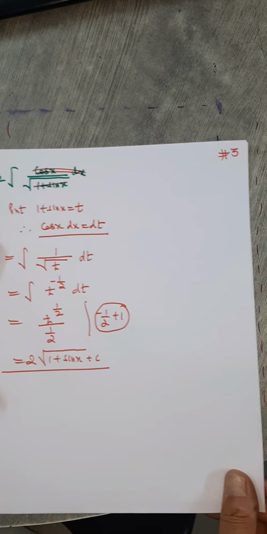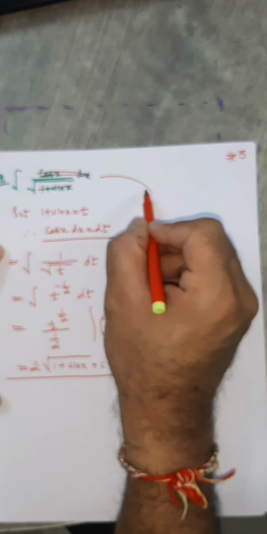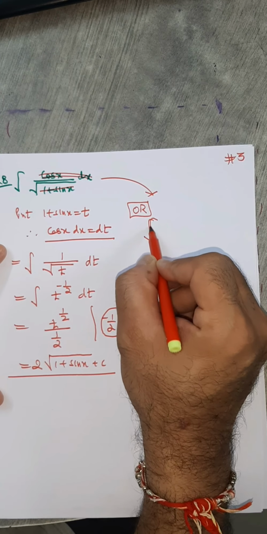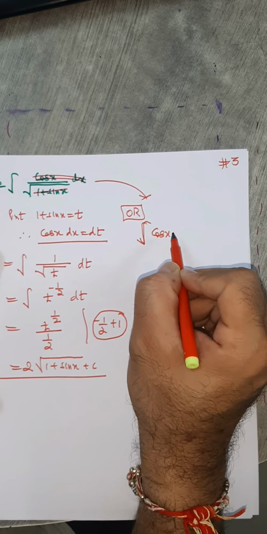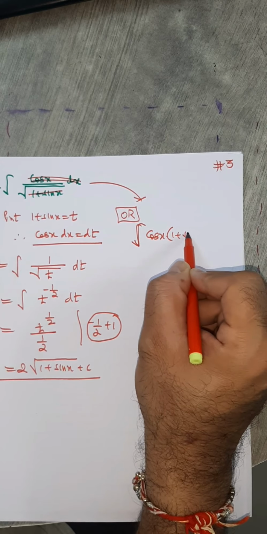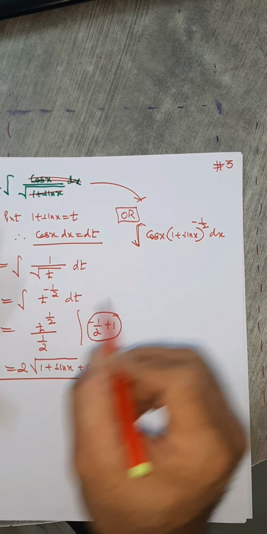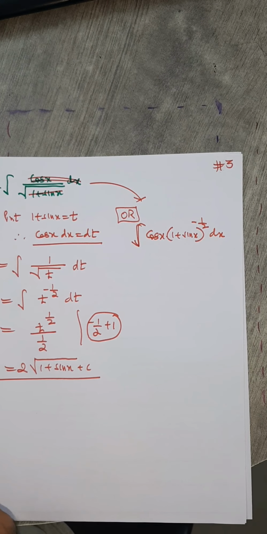Without these also you can do. Just I'm showing you. You can do like this. Or alternatively, I'll keep cos x as it is here. And 1 plus sine x I'll take in the numerator. So minus 1 by 2 dx. What I have in my mind is this, remember.